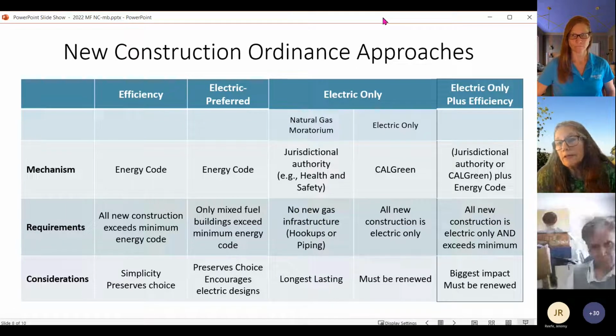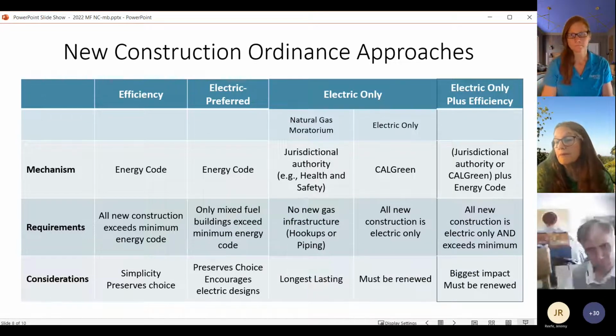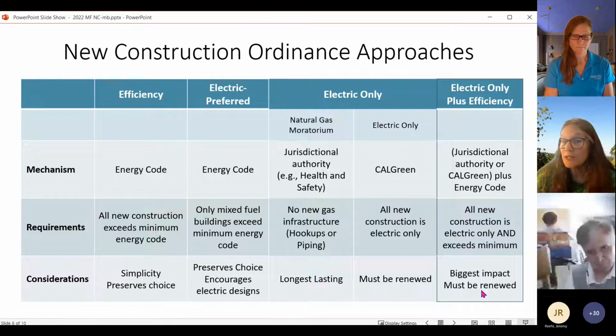Okay, and kind of the most aggressive ordinance would be to require electric only and add efficiency. You can take either of the paths we just talked about, building code or municipal code. But you'd also have to go through the energy code to incorporate the efficiency component. And in that kind of a code, all new construction would be required to be electric and exceed the minimum code requirements. So they'd also have to be efficient electric. This has the biggest impact. It does have to be renewed, whether you accomplish the all-electric piece through the building code or not. The efficiency piece would still need to be renewed. So there's several different paths you can take, and that's going to be something that varies by jurisdiction.